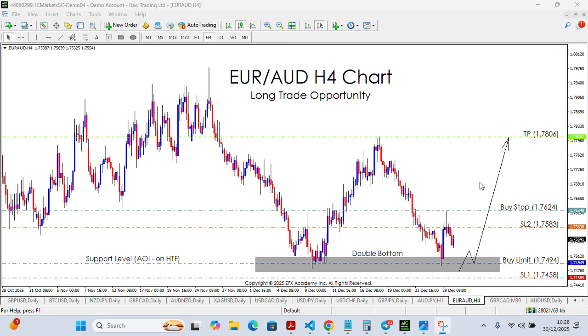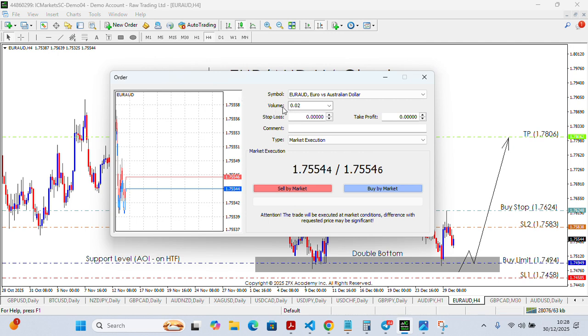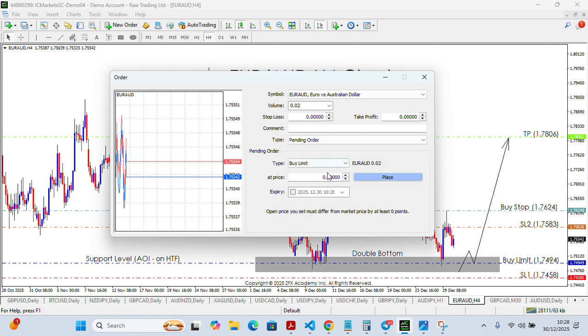So guys, what we're looking at here is we want to place a buy limit order at this price level for this particular currency pair. So what you do is this: you come down to new order. Now from here, you choose your lot size. Let's assume I want to trade with 2 micro lot size, and I want to place my pending order. So you have to select the market type. By default, market execution, that is instant order, is selected. So you have to change it to pending order.